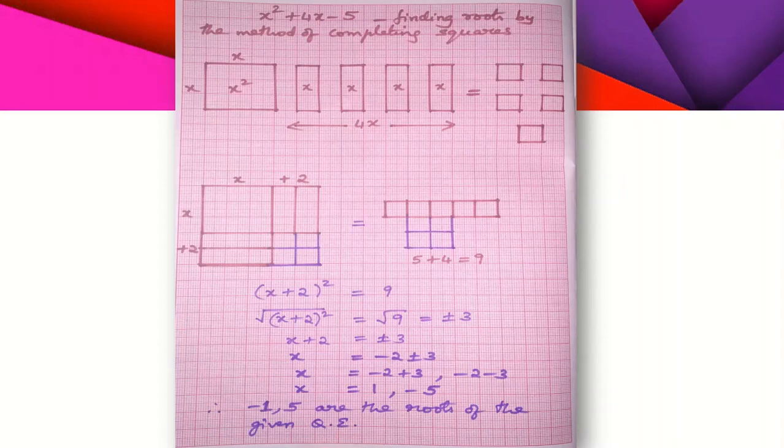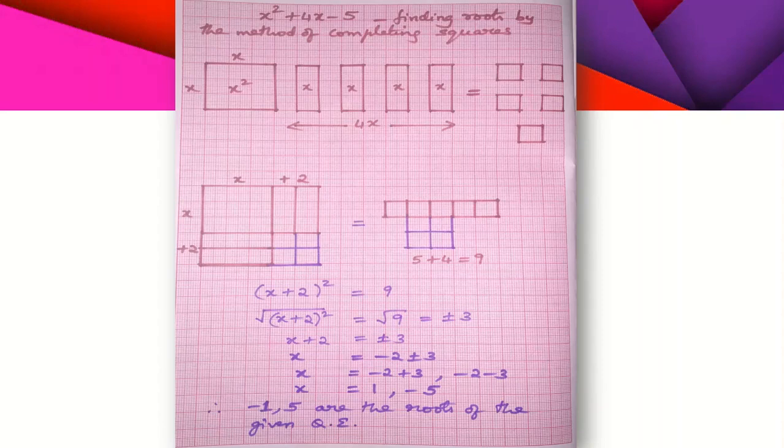So we have added 4 unit squares on LHS as well as RHS. You can observe that the unit squares added are represented in blue in color. So now in the left hand side, the square is completed after adding the 4 unit squares. Now the dimensions of the new square is x plus 2. So its area is x plus 2 the whole square.